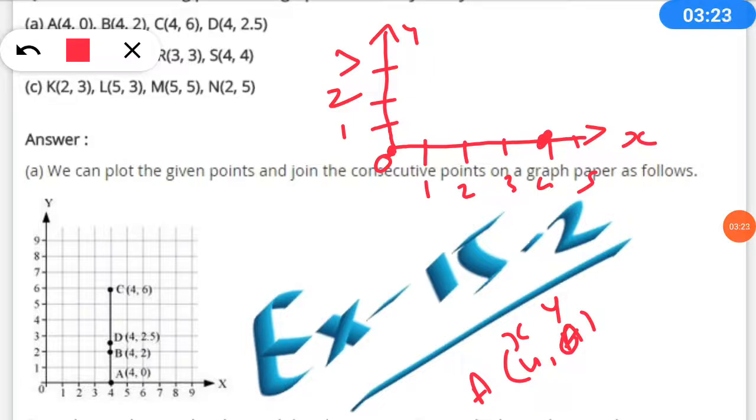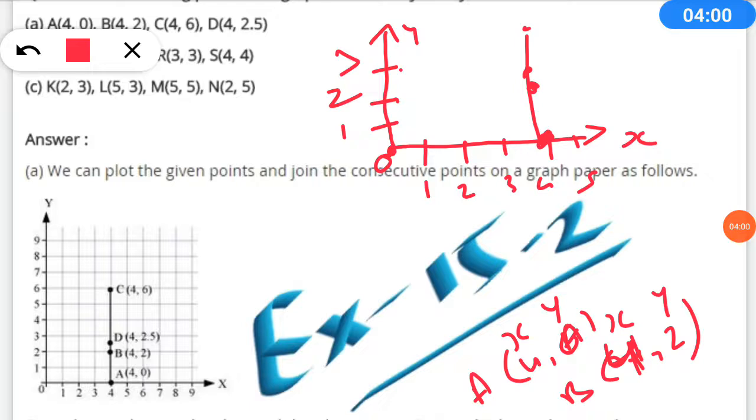Clear? Moving toward the second coordinate, B (4, 2). What is given? B (4, 2). So 4 will be x and y will be 2, isn't it? So 4 will be on the x-axis, the same as the previous one, and 2 will be here. Clear? Then (4, 6): 4 will be here, 6 will be somewhere at the top. Then (4, 2.5): 2.5 will be between 2 and 3, so it will be here.